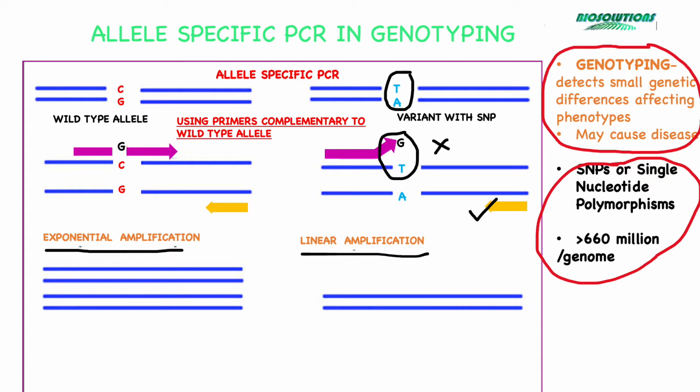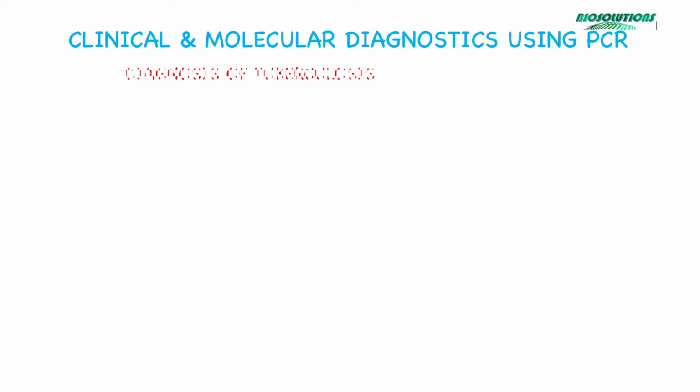One of the most important applications of PCR is in the field of clinical and molecular diagnostics, like to diagnose infectious diseases, to find oncogenic or cancer-causing mutations, and in genetic testings. Let's begin with use of PCR in diagnosing certain infectious diseases like tuberculosis, HIV, and now very famous SARS-CoV-2 RT-PCR test. These PCR tests are routinely done for diagnosis.